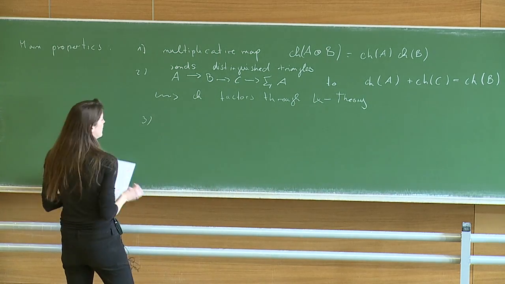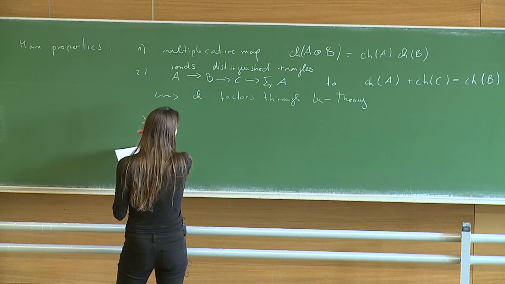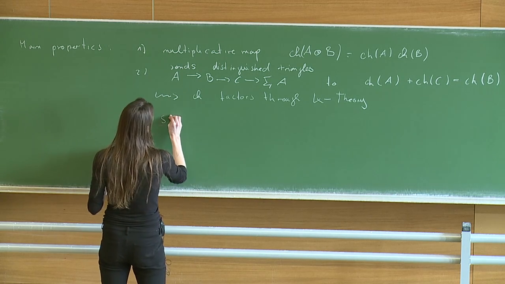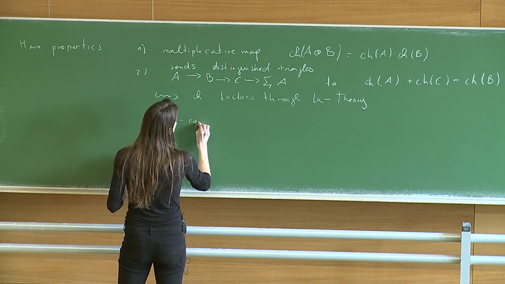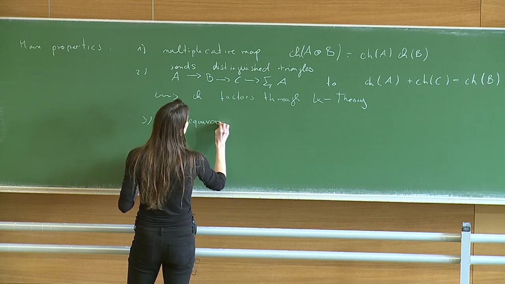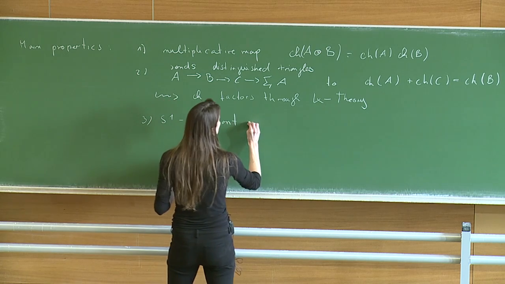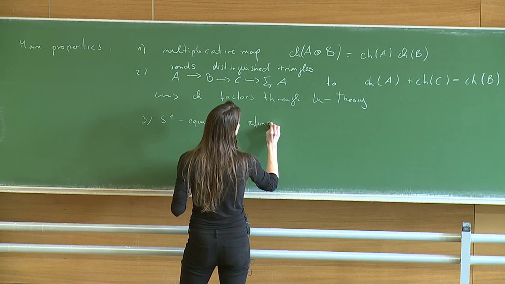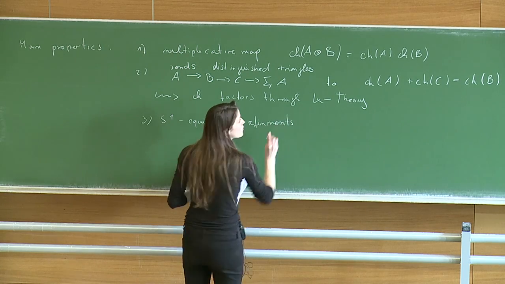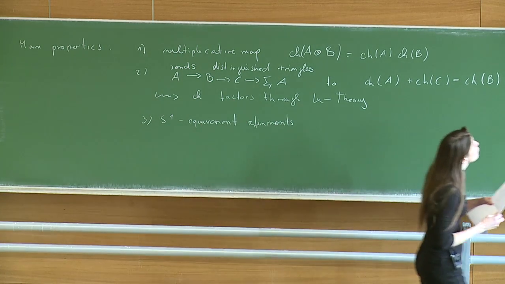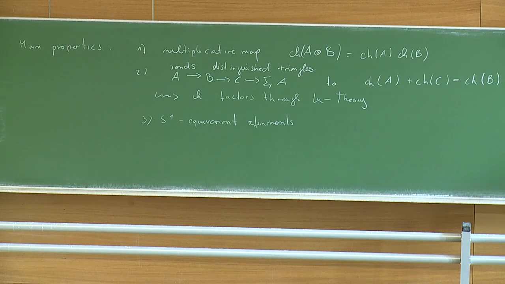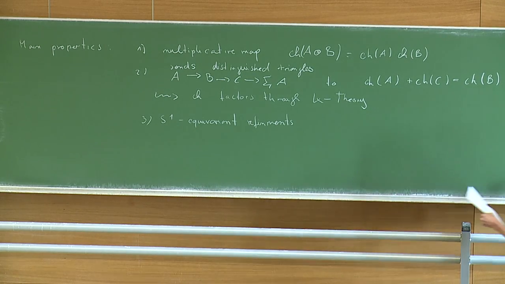And thirdly, all of these Chern characters have S1 equivariant refinements. So in the third example, this means that the Chern character factors through negative cyclic homology.